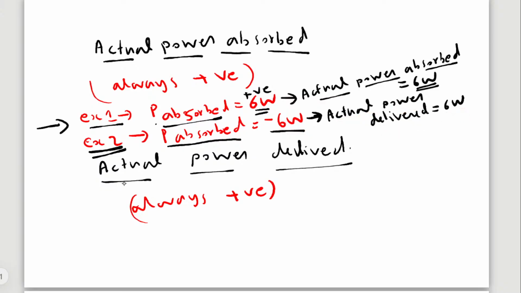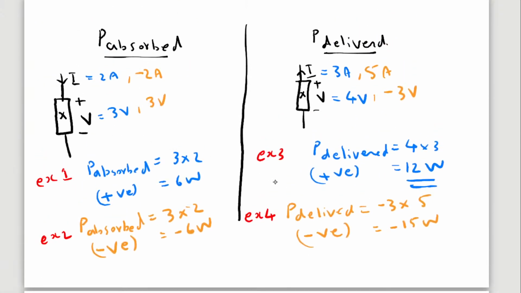In a similar way, let me consider example 3. Here the power delivered is 12 volt, so the actual power delivered is also 12 volt. In example 4, the power delivered is minus 15 watt. So what is the actual power absorbed here? Here power delivered is minus 15, so it is converted into power absorbed. So this minus 15 can be written as positive.